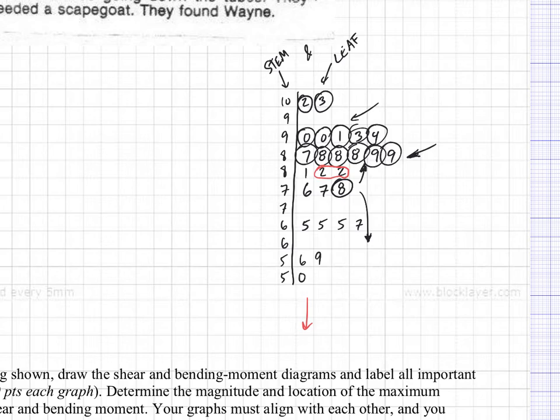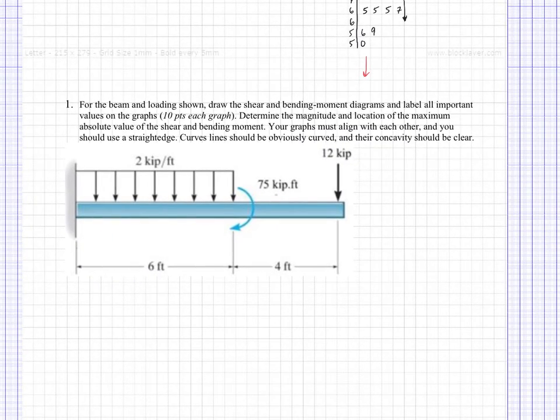Anyway, let's go down here and talk about this one. For the beam and loading shown, draw the shear and bending moment diagrams and label all important values on the graphs, 10 points each. Determine the magnitude and location of the maximum value of the shear and bending moment.